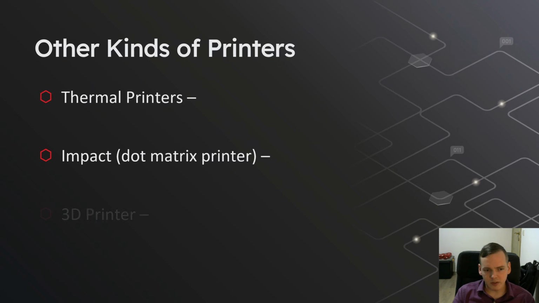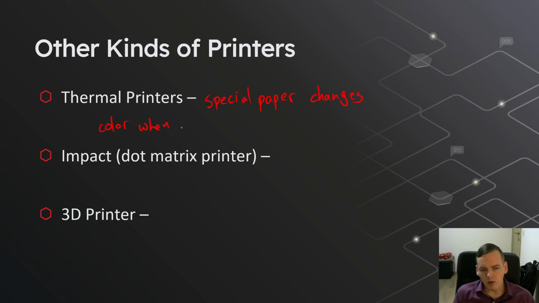Okay, a couple other interesting kinds of printers. We've got thermal printers, which use special paper that changes color when heated. So if you imagine you just heat certain areas, you can print colors and different things onto it. If you've seen the old accessory from the 90s to the Game Boy, the Game Boy Printer, that used a thermal printer. It just heated different parts of the paper and caused them to change colors.